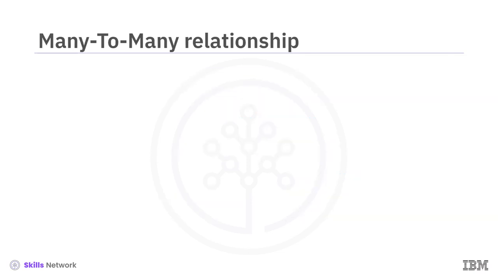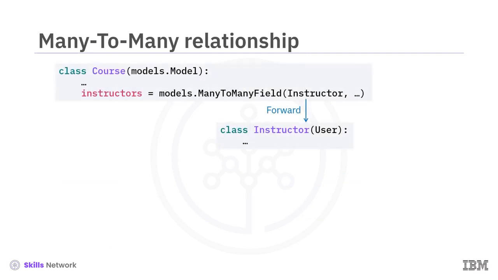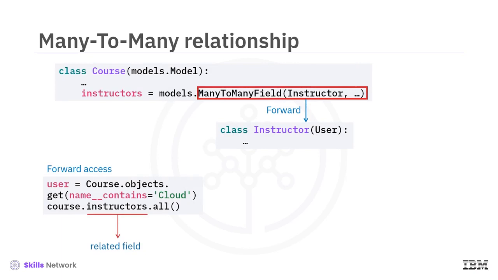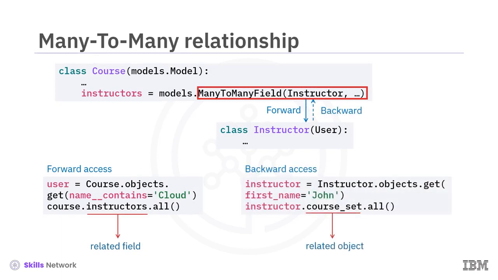Handling many-to-many related objects works like other relationships. In this example, the course model has a many-to-many field pointing to instructor as an explicit reference. We can access the instructors of a course via this forward access, and we can also access the instructors who are currently teaching courses via the implicit reference created by Django.